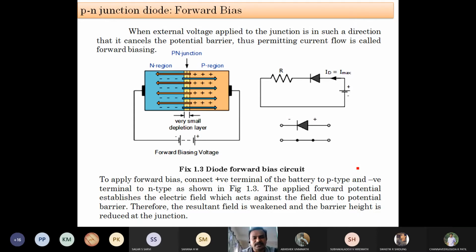Now I need to apply a bias or external voltage to know its operation, its behavior or characteristics. Means I want to study what happens if I connect a P-type and N-type semiconductor material and apply a voltage, what is the performance of that component? Obviously, when I apply a bias or a voltage, the internal components, what are they?